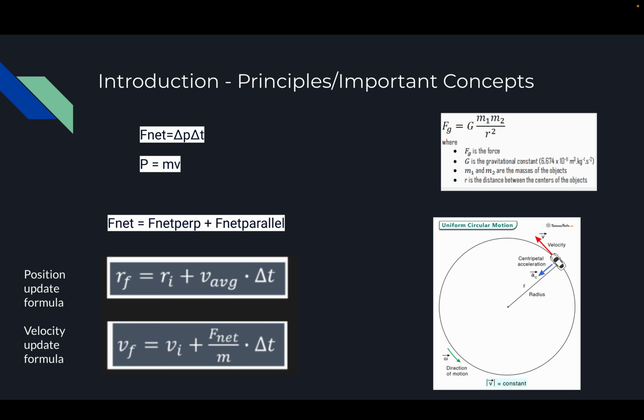Finally, in order to update the position of entities such as a spaceship, we need to use a position update formula and the velocity update formula in our code. We also need to use a force of gravity equation, G m1 m2 over r squared times r hat, in order to update the gravitational force of the black holes and star and other entities. And it's important to note that we are using uniform circular motion, where the F net parallel is in the direction of the velocity, and the centripetal acceleration is the F net perp, or F net perpendicular.